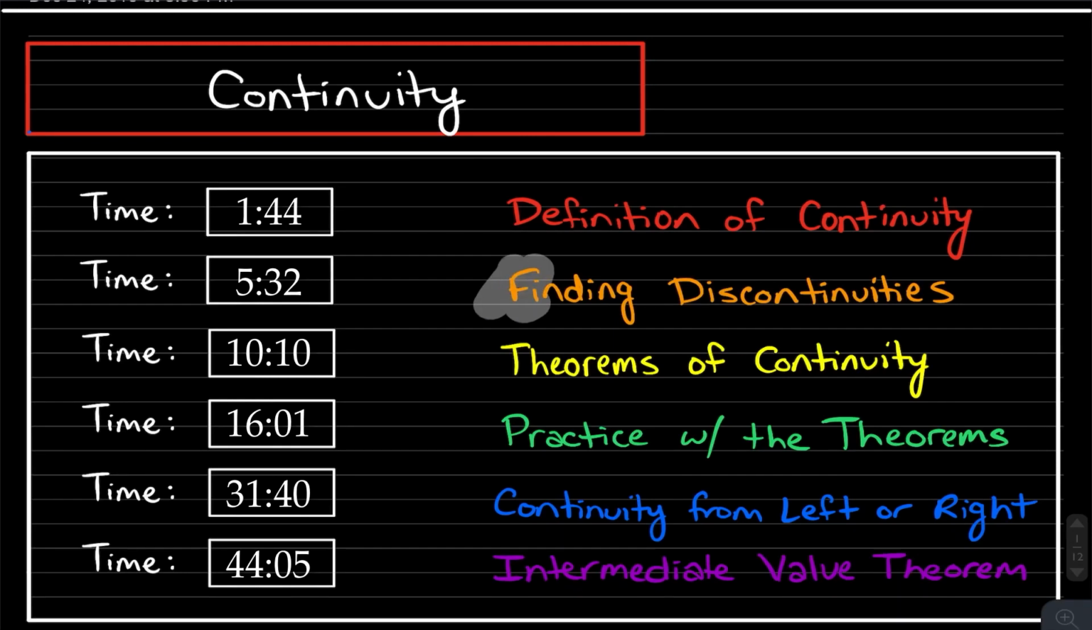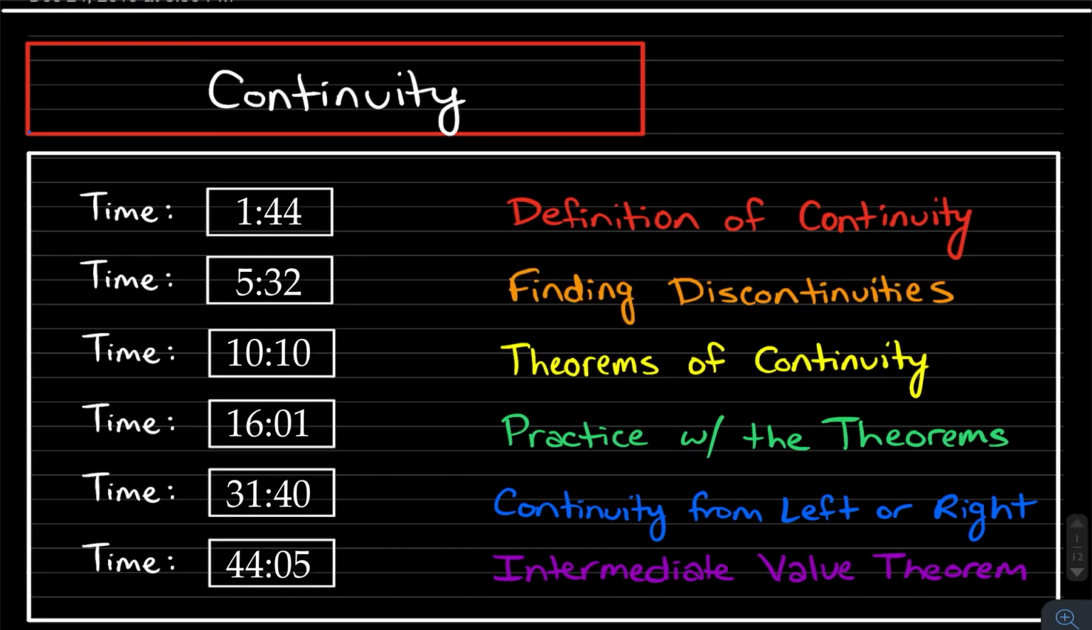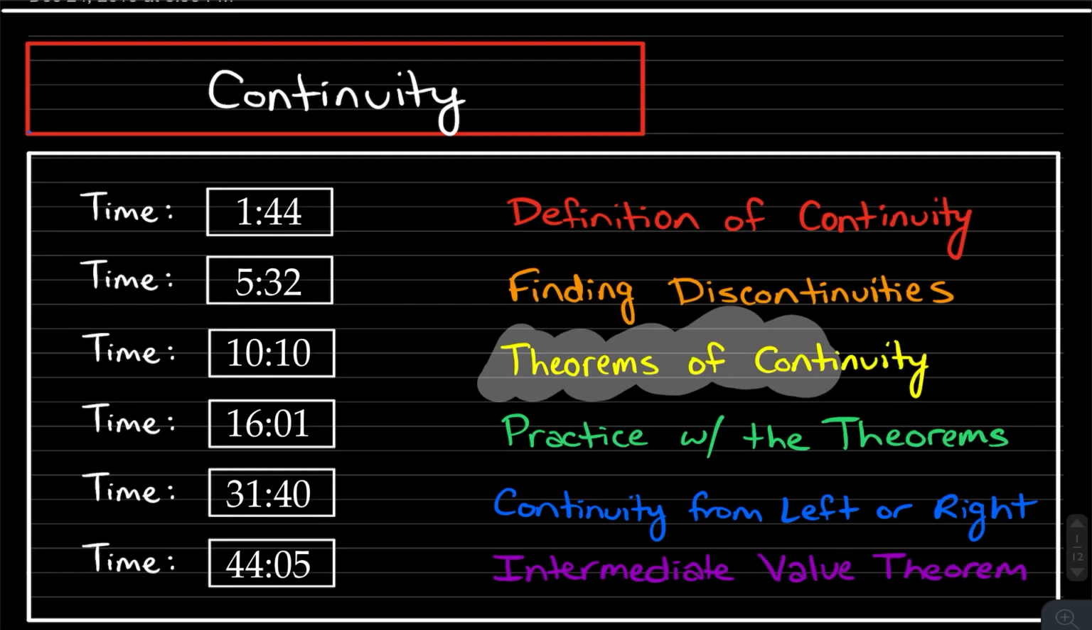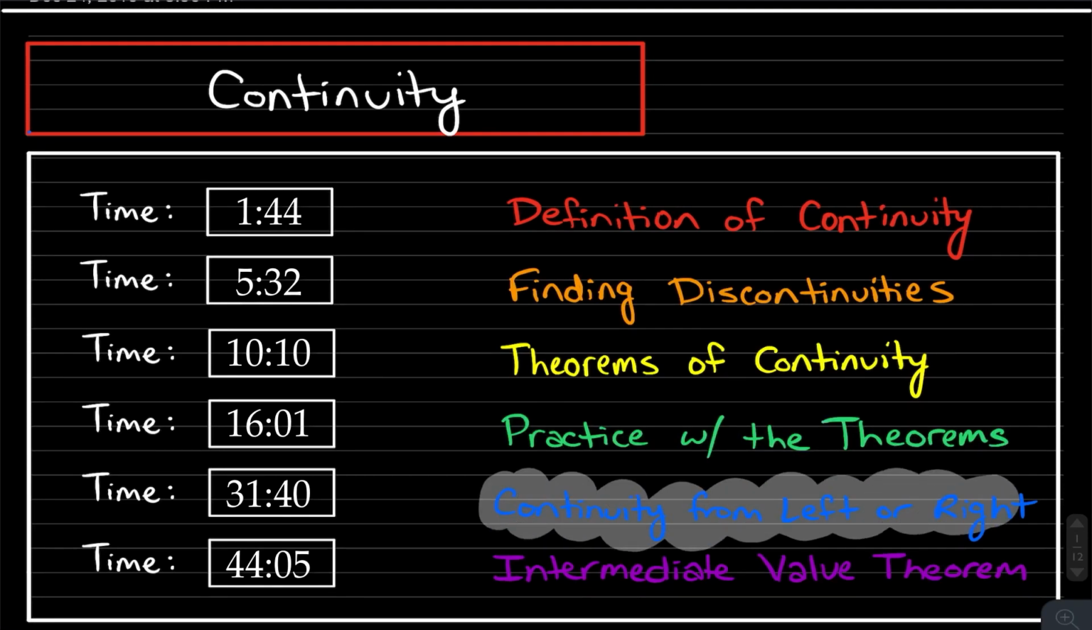The next thing that we'll talk about is finding different discontinuities. That'll be pretty quick. I just want to do a few examples, and then we'll talk about some theorems of continuity. The theorems that we'll talk about are pretty crucial to understanding the practice problems that will follow. Those practice problems will be what we do next, followed by talking about continuity from the left or from the right. You can have one-sided continuity, just like you can have one-sided limits.